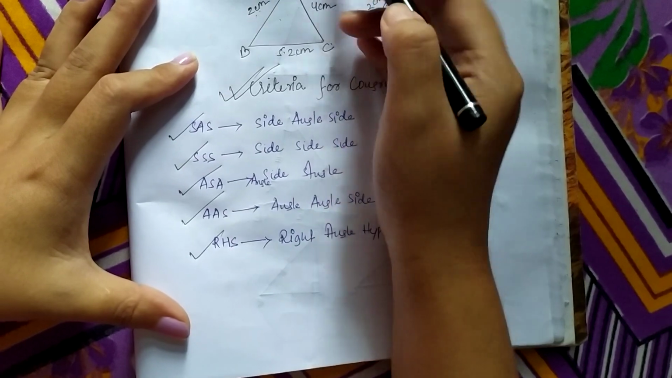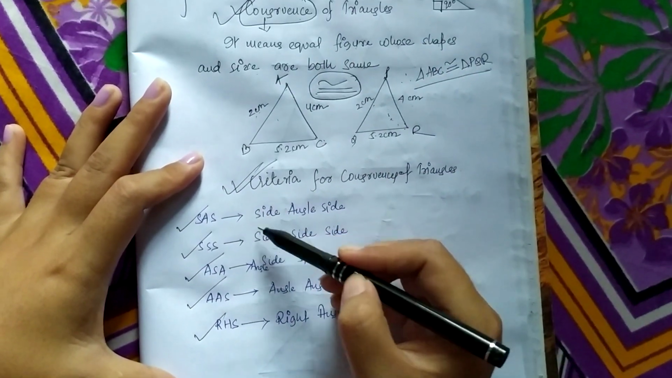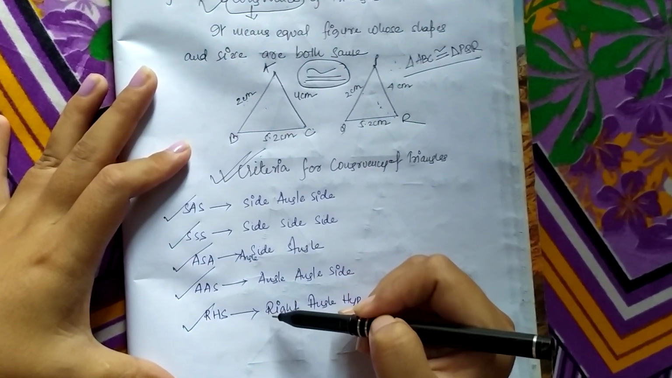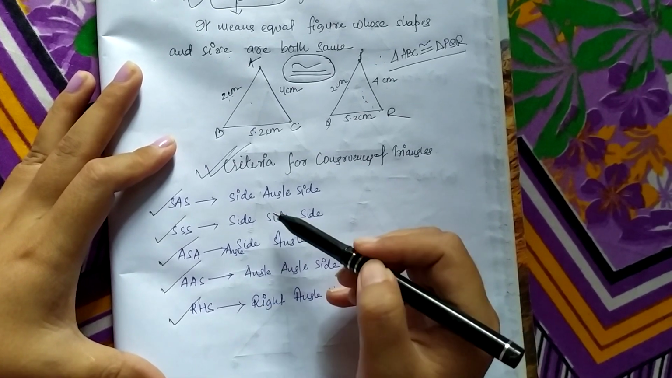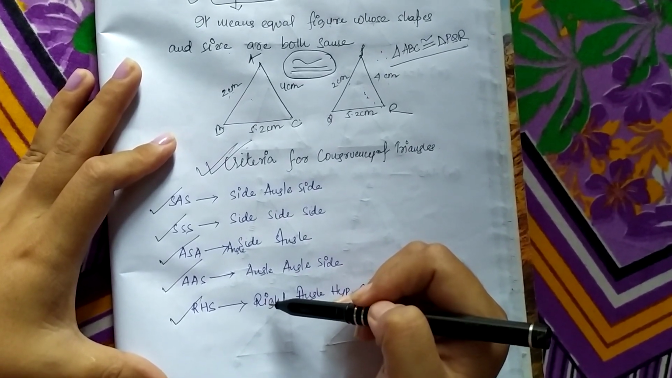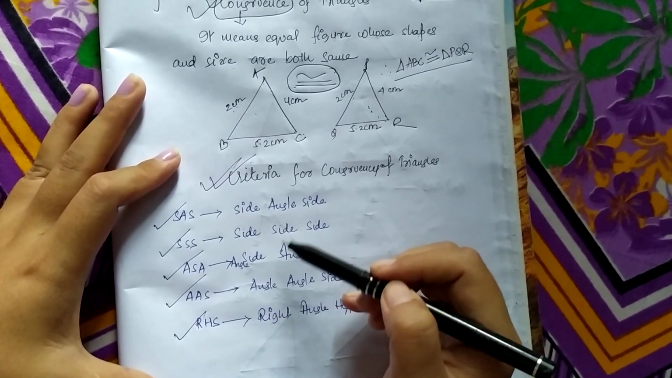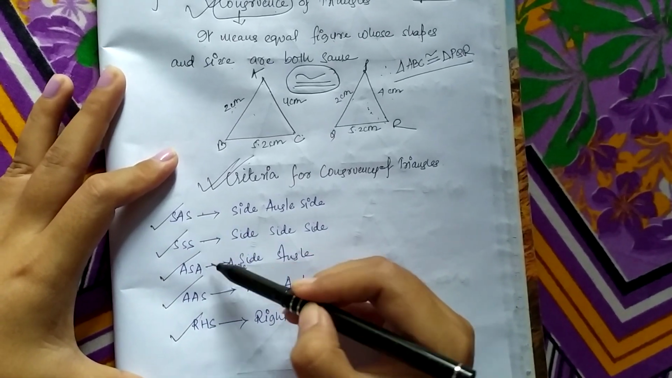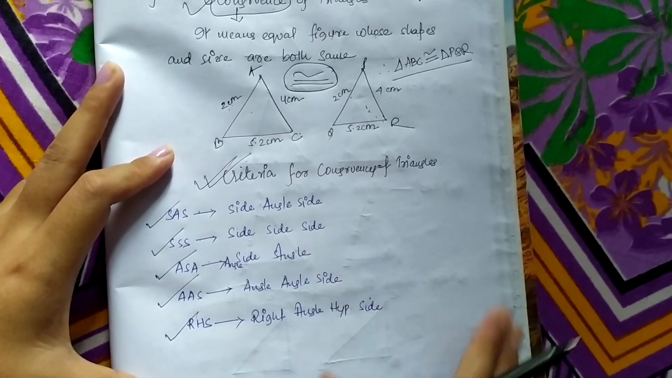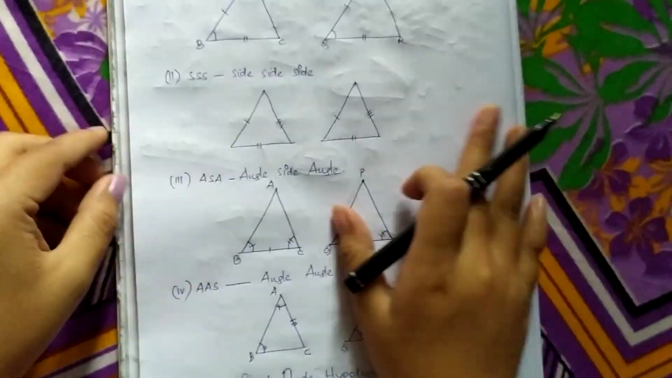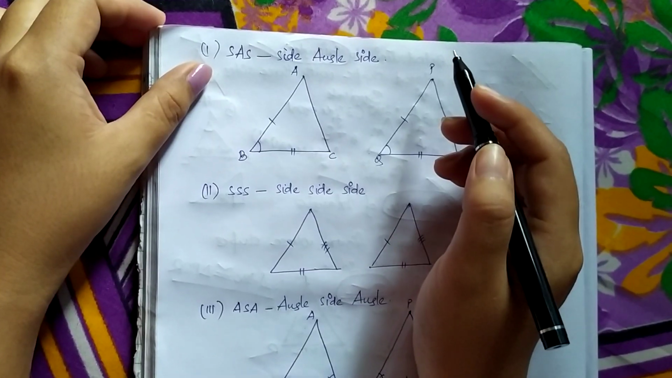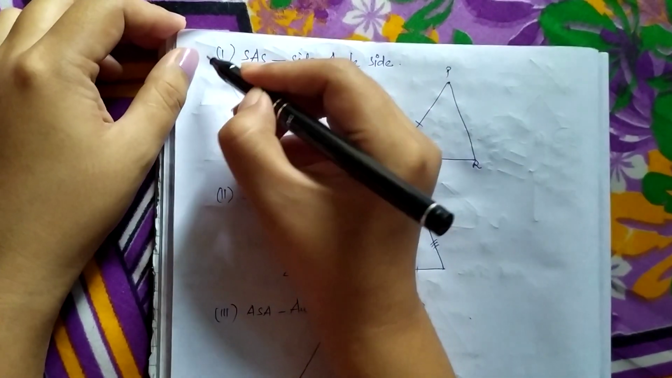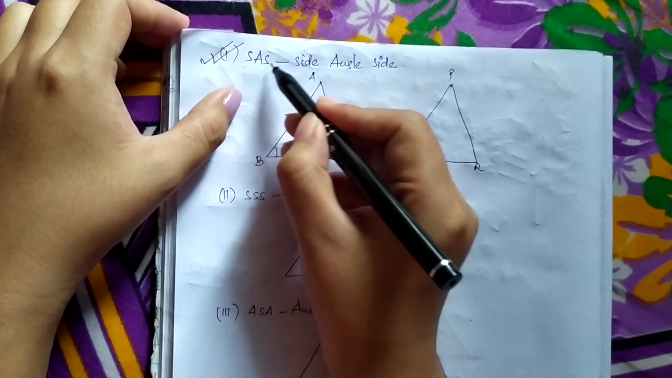So to prove a congruency in the chapter, we have to follow any of these 5 respective rules. That is to prove this congruency in two respective triangles. So let me discuss these 5 respective rules one by one. So here see, we are first discussing the first rule, that is side angle side rule.